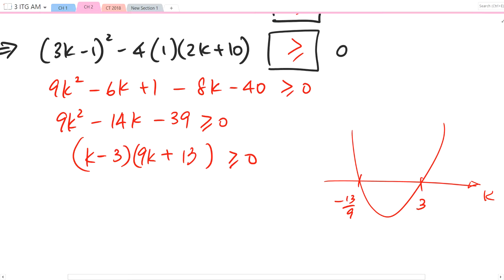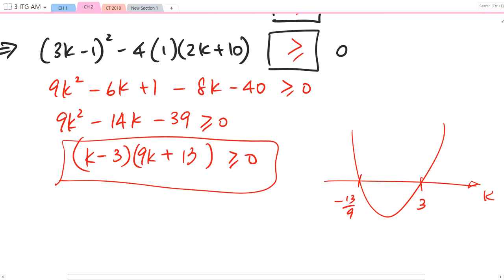Okay? If you want, you can write when (k minus 3)(9k plus 13) equals 0, blah, blah, blah, like what I told you earlier on. If you want to remove it, fine. It's okay, because as long as you know the thought processes behind it, I'm okay with it. So based on this inequality, I know that it is going to intersect at -13/9 as well as 3. So this is the graph I get.